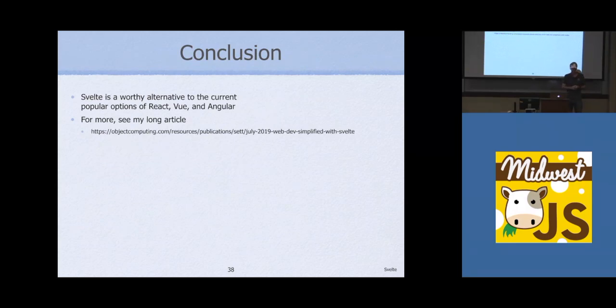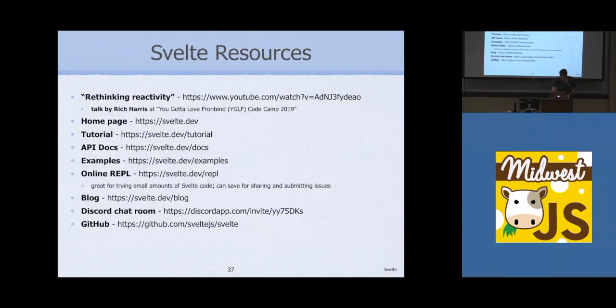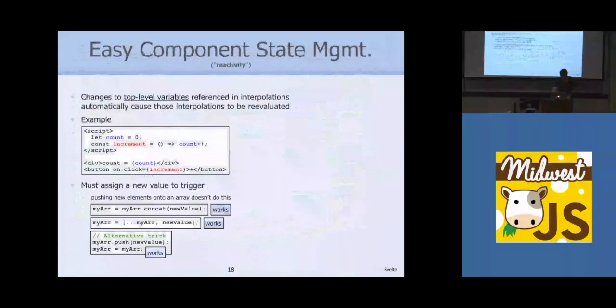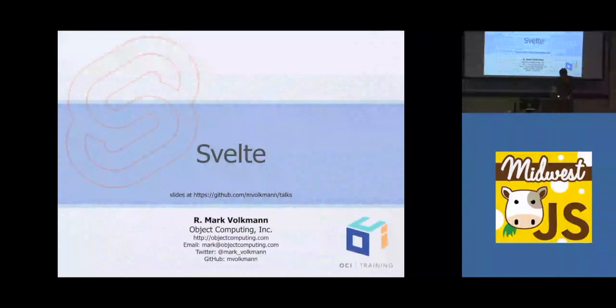So my conclusion is I think Svelte is really a worthy competitor to all the other frameworks. And if you'd like more detail, I wrote a really long article about Svelte. I think it's about 35 pages long. And all the things I said I didn't have time to talk about, they're all covered in that article, including examples of how to write tests. And so if you go out to that URL, you'll find that.